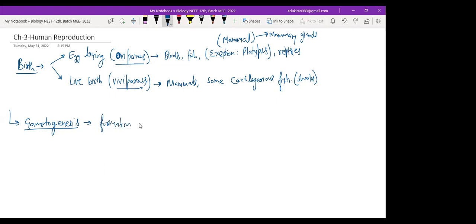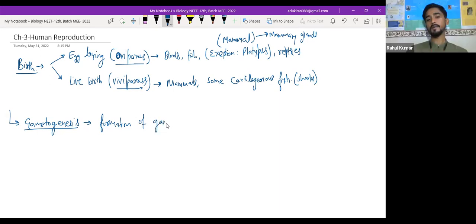Okay. Formation of gametes, I'm writing. In plants, we studied microspores, which are the male gametes, also known as pollen, and megaspores, which are known as the ovules or the egg sac.